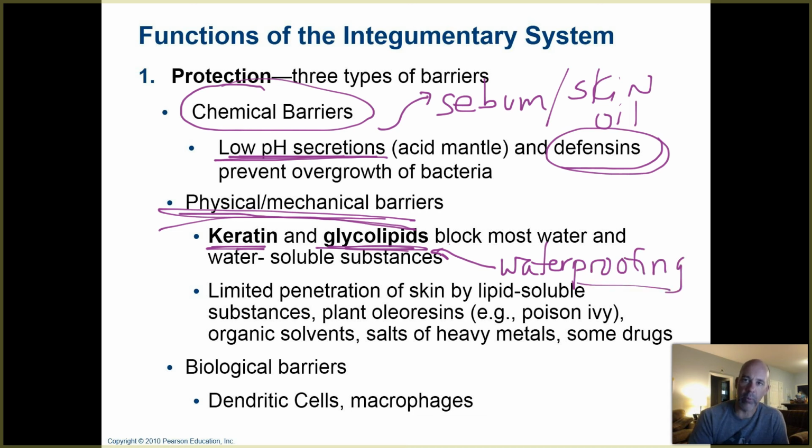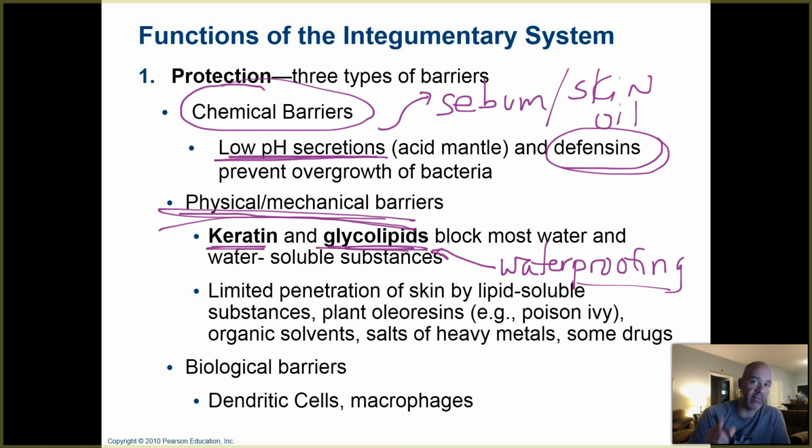Waterproofing of the skin is very important. You don't want your own body fluids evaporating easily through your skin, and you also don't want to take up water, because then you wouldn't look too pretty after you took a bath if you were soaking up tons and tons of water through the surface of your skin. All right, also the keratinized stratum corneum with those glycolipids there keeps water-soluble substances out, so hydrophilic things can't get through there because they hate those glycolipids.